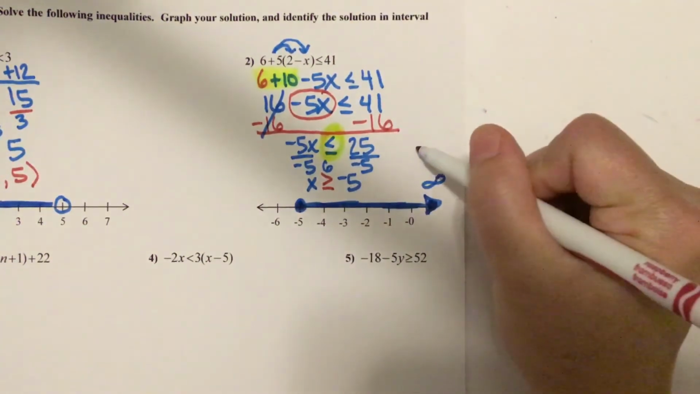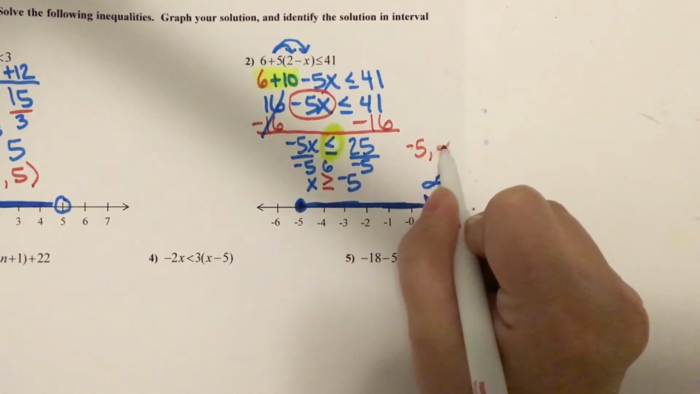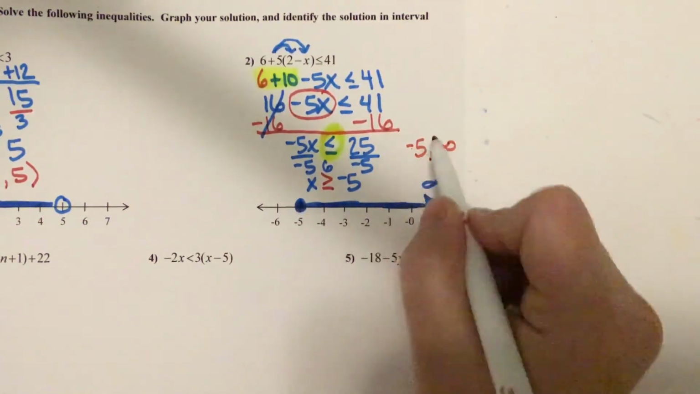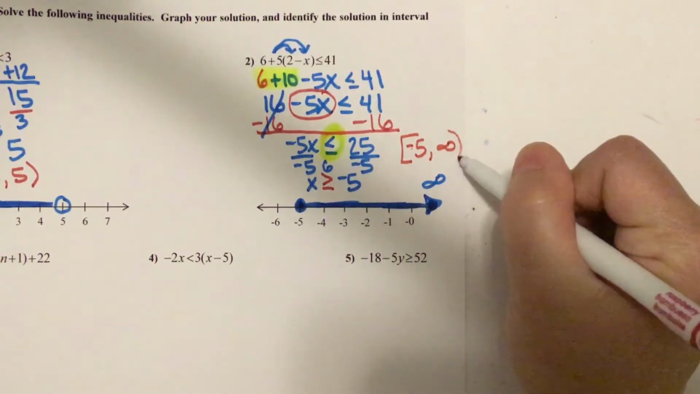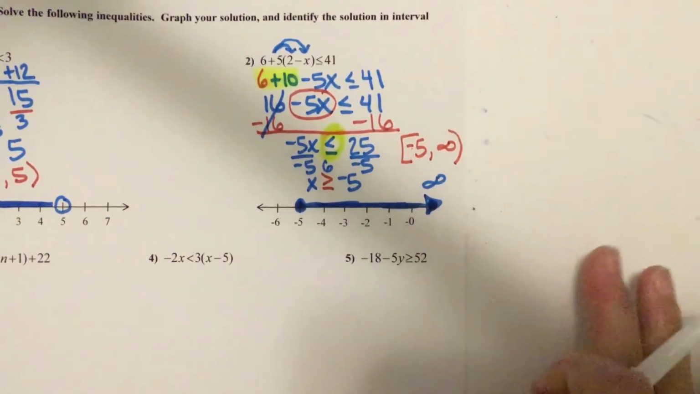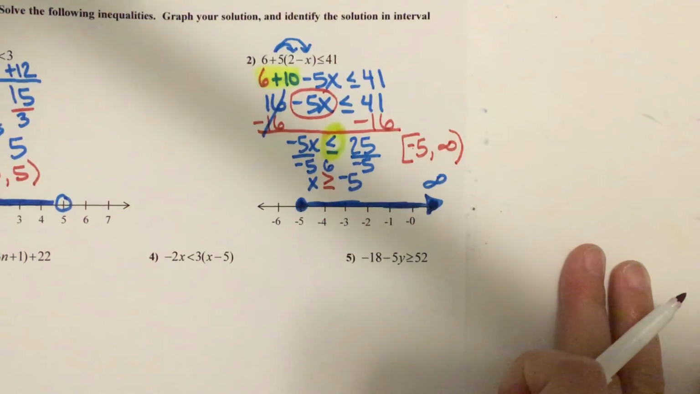So interval notation would be negative 5, comma, infinity. Closed circles always get brackets, but infinities always get parentheses. And that's because you cannot equal infinity. You can always get a little bit bigger, and negative infinity, you can always get a little bit smaller. So infinities always get parentheses. And that's the answer.